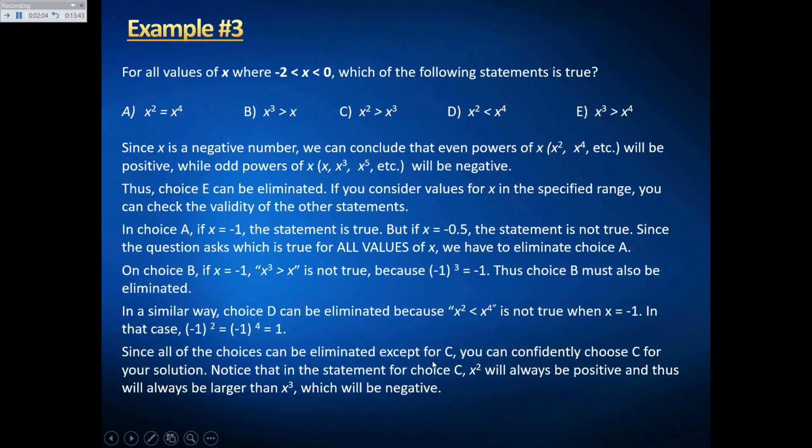Since all of these choices can be eliminated except for C, you can confidently choose C for your solution. Notice that in the statement for choice C, x squared will always be positive and thus will always be larger than x cubed, which would be negative.